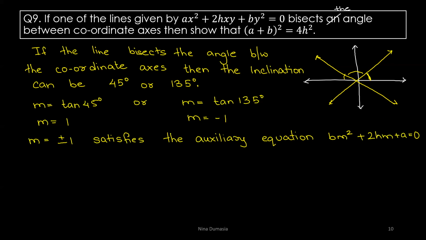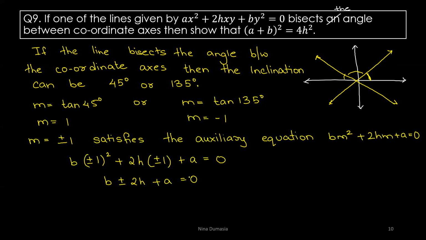And therefore now we just have to substitute. So we get that b into plus minus 1 the whole square plus 2h into plus minus 1 plus a is equal to 0. Okay, so therefore we have that if we square plus minus 1 we will get only 1. We have b plus minus 2h plus a is equal to 0.